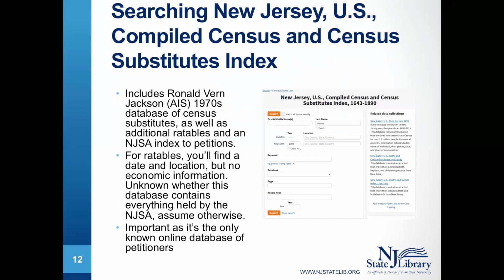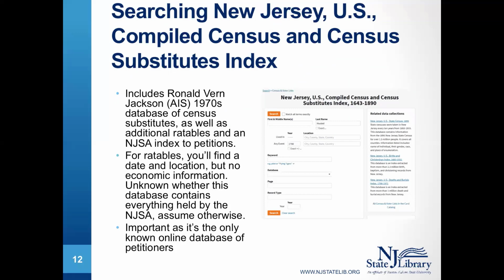I mentioned at the top of the presentation that ratables are known as a census substitute. Ancestry.com has a compiled census and census substitutes index for New Jersey. This is not a comprehensive index of ratables and does not necessarily include the same ratables as the Revolutionary Census. If you don't find someone you expect to find, turn to the print resources or contact us for additional assistance.